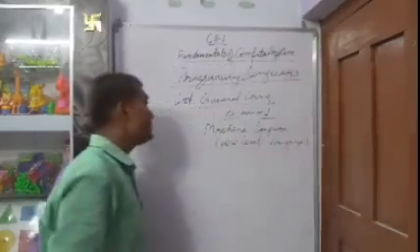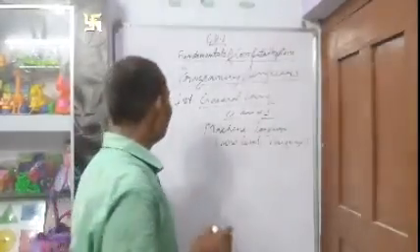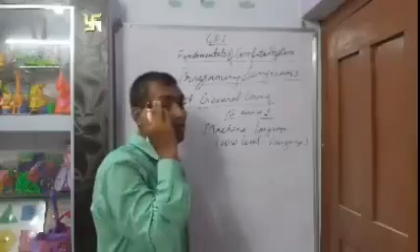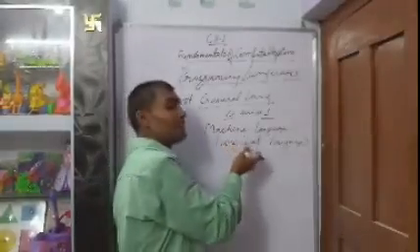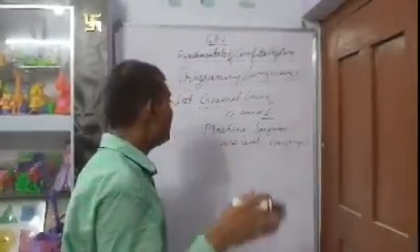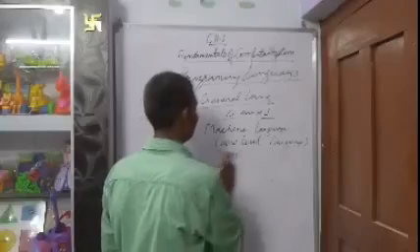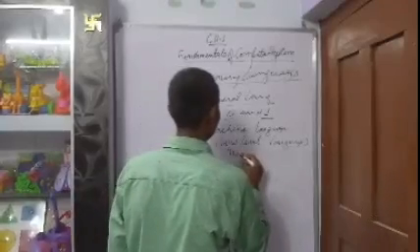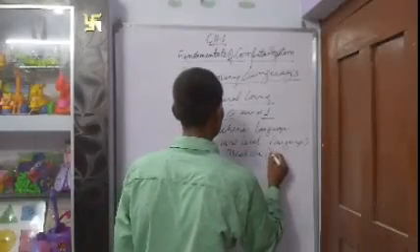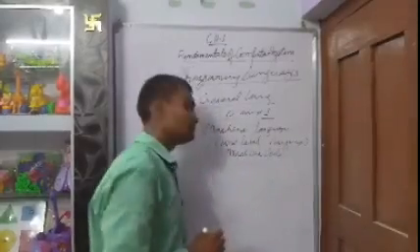Low level language, that is in the form of 0 and 1, and we do not understand those languages, which is understandable by the machine. This is called the machine code.